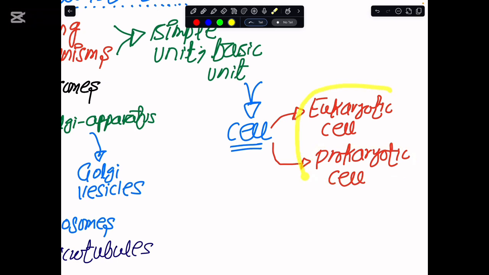There exist multiple differences, but as of now, you need to know and must remember that eukaryotic cells have their genetic material enclosed by the nuclear membrane or the nuclear envelope, but in the bacterial or prokaryotic cells, the genetic material does not have a nuclear envelope or membrane around it.